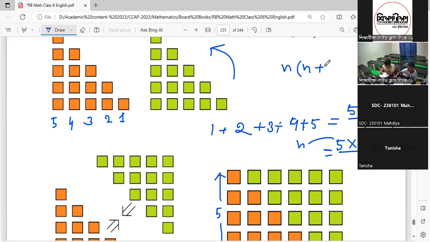n into n plus 1 divided by 2. So this is the formula we can actually form, or we can actually see, to find out the sum of any number of natural numbers. n into n plus 1 divided by 2.